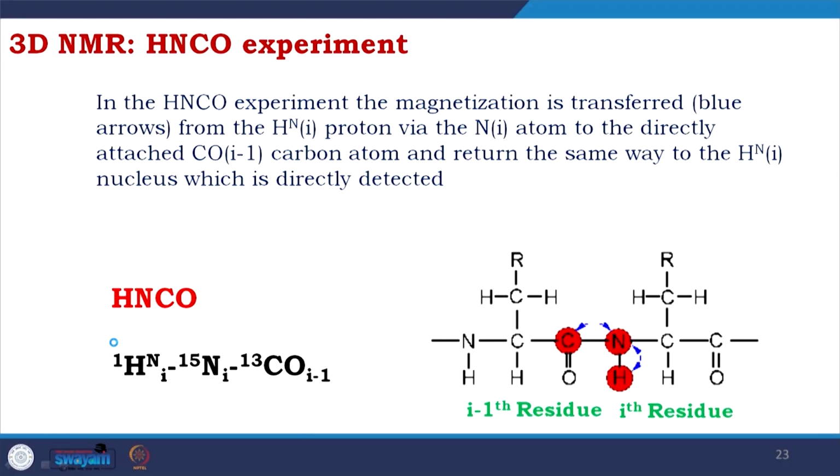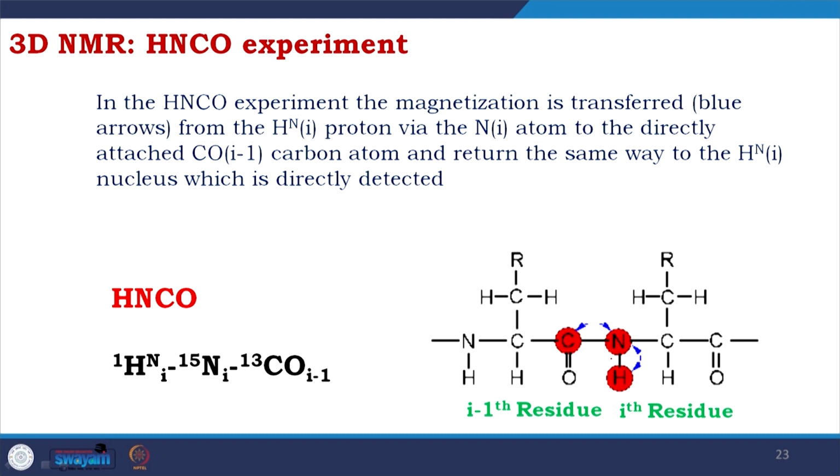HNCO experiment. In the HNCO experiment, the magnetization is transferred. You will see here, this is the i-1th residue of the protein and this is the ith residue of the protein. They vary with the R's. Typical R's are recorded as we have talked about, but here you will see the transferring from HNi, which is here, via the Ni, meaning the ith residue's nitrogen atom, to the directly attached CO.